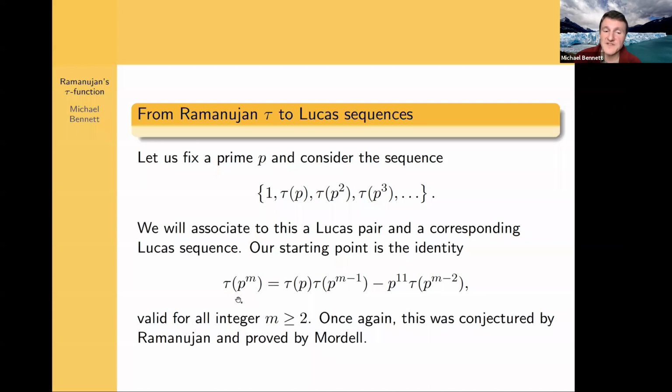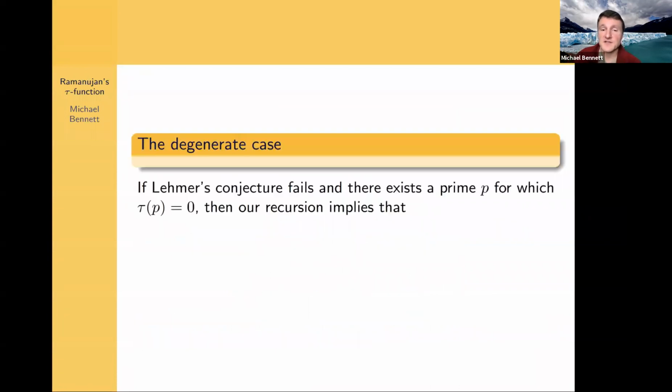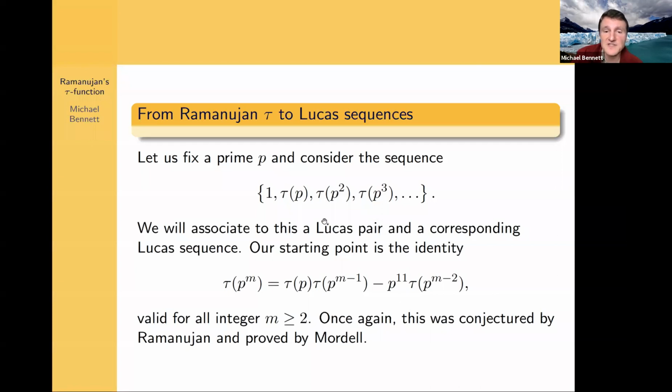So our starting point, we have this identity, proved by Mordell, that this recursion says you get tau of p to the m plus first element in the sequence from the previous two with these coefficients. So Fibonacci, you'd have coefficients of 1 and 1. Here we've got coefficients of tau of p and minus p to the 11, but the principle's the same. So it's a binary recurrence sequence. And just to mention, this is a binary recurrence sequence no matter what. It just fails to be a Lucas sequence sometimes.